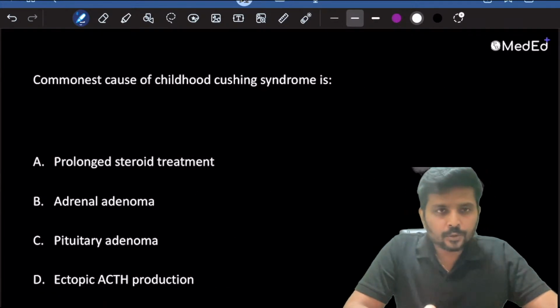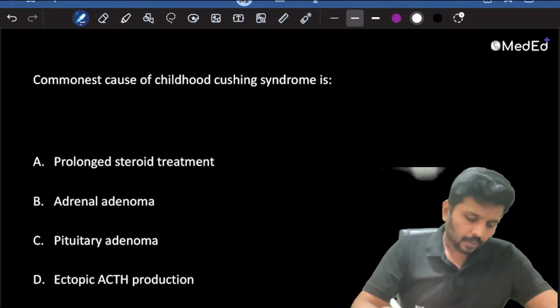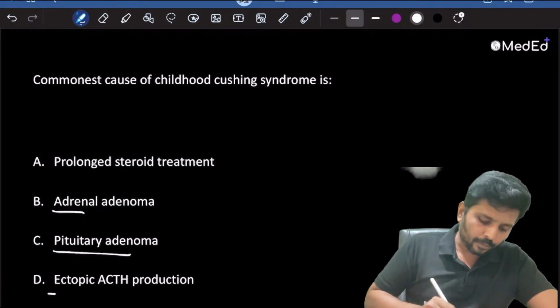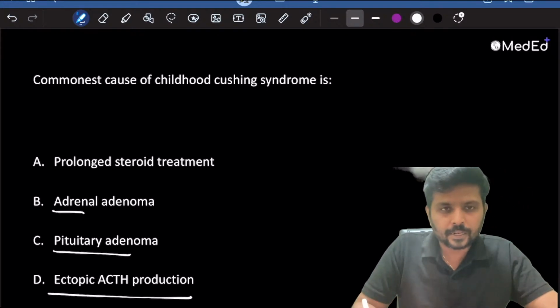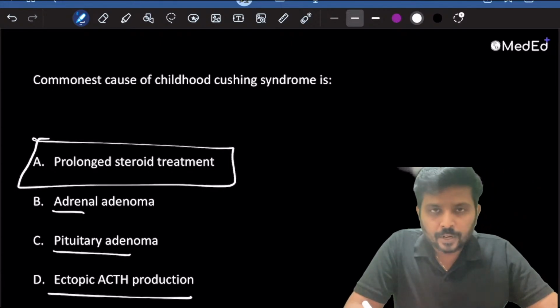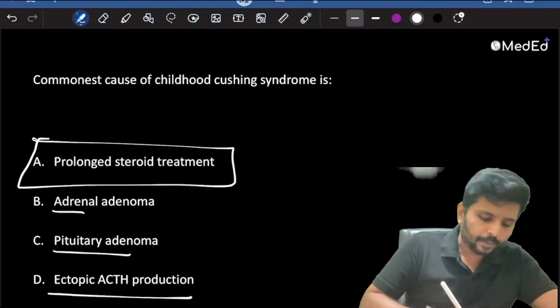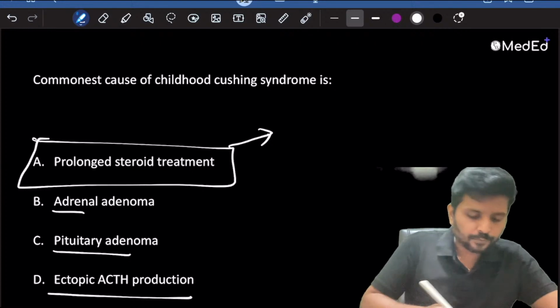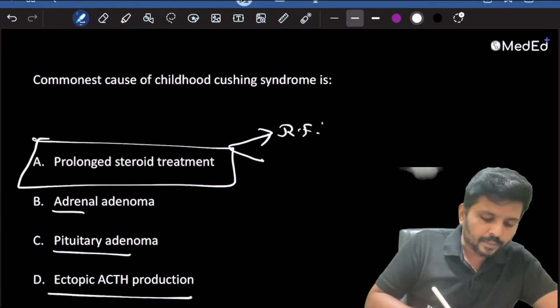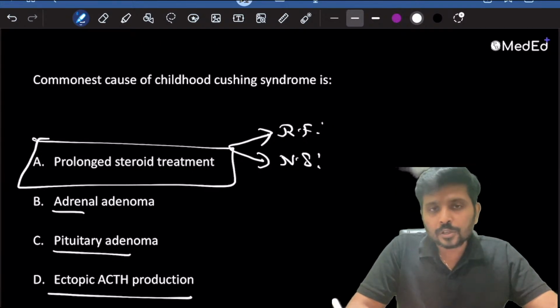Right. The next question. What is the commonest cause of childhood Cushing syndrome? Is it adrenal adenoma, pituitary adenoma, ectopic ACTH, or prolonged steroid treatment? The answer is prolonged steroid treatment. The most common cause for childhood Cushing syndrome is prolonged steroid treatment, because you must be receiving steroids for rheumatic fever, or for nephrotic syndrome, for months together. So the most common cause for Cushing syndrome in children is exogenous steroid replacement therapy.